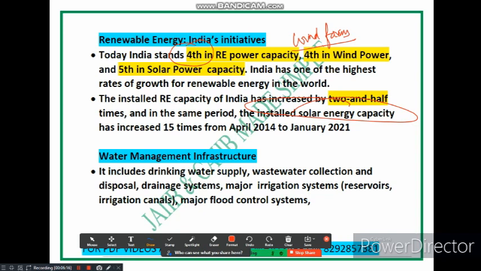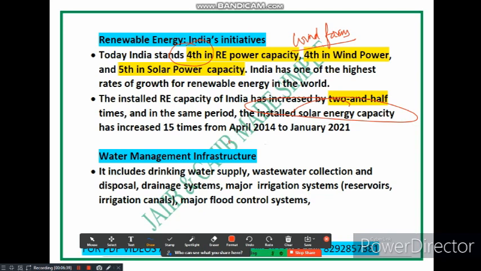Okay. So friends, from the perspective of installed capacity, over a specific period, India has increased its renewable energy capacity by 2.5 times. So the renewable energy capacity has increased to how much? 2.5 times. Okay. So this indicates a substantial growth in the use of solar power in India.